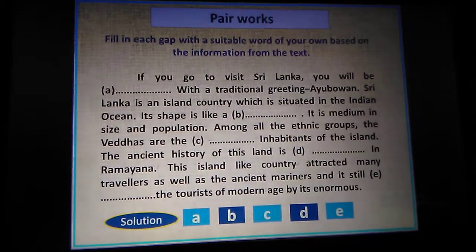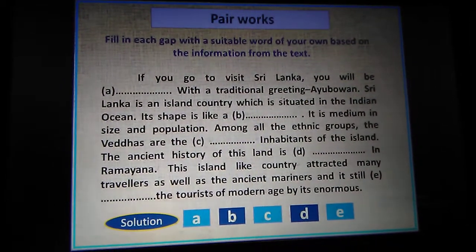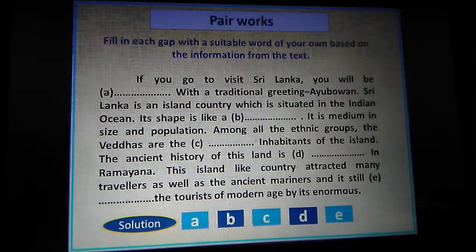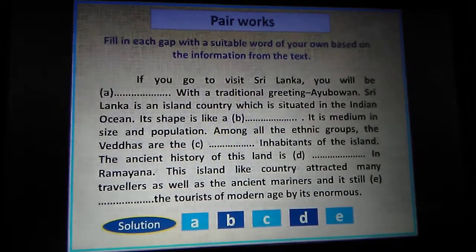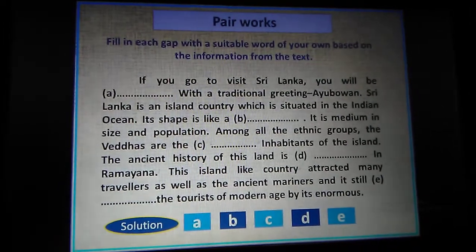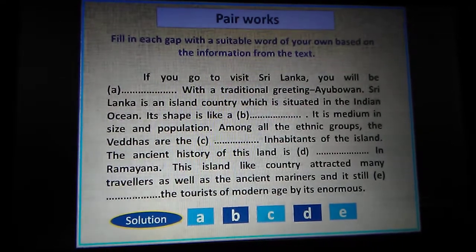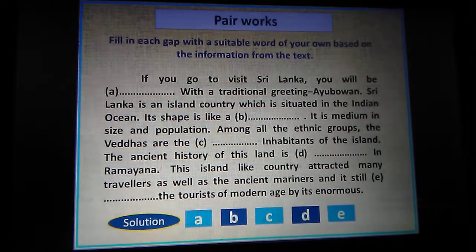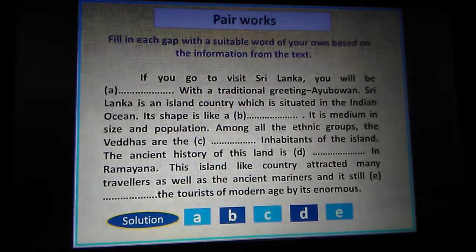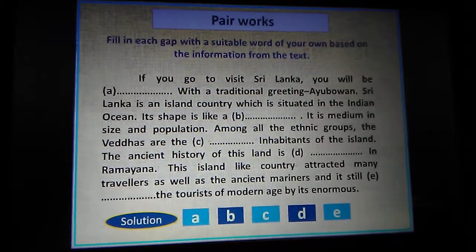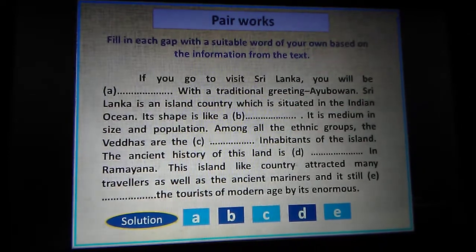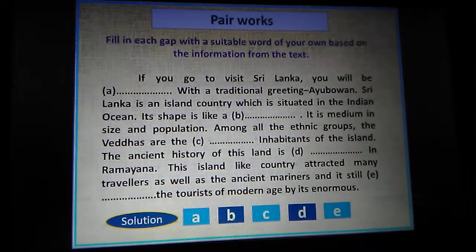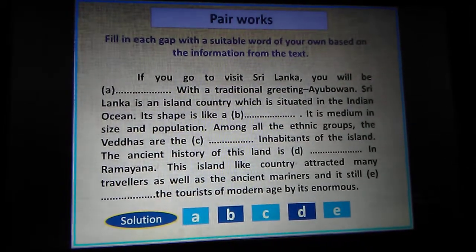Fill in each gap with a suitable word of your own based on the information from the text. If you go to visit Sri Lanka, you will be greeted with a traditional greeting, Ayubowan. Sri Lanka is an island country situated in the Indian Ocean. It's shaped like a dash. It is medium in size and population. Among all the ethnic groups, the Vedas are the dash inhabitants of the island. The ancient history of this land is dash. In the Ramayana, this island-like country attracted many travelers as well as ancient mariners, and it still attracts the tourists of the modern age.